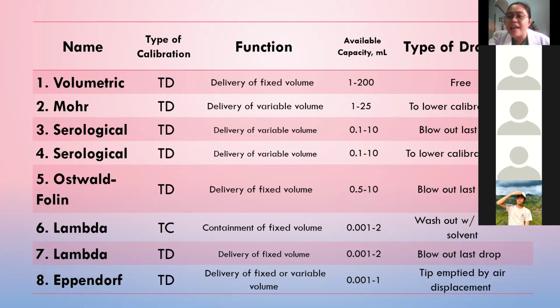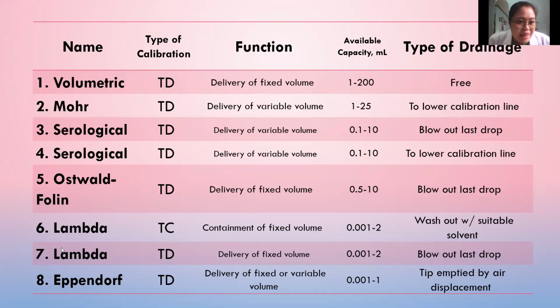Ang guhit niya, isa lang pag fixed volume. Pero pag variable volume, mo na siya atong pipette na daghan og graduation mark. So, ang to contain na lambda pipette is, ang type of drainage niya is gina-wash out siya with suitable solvent. As in, ginahurot siya but you have to use a suitable solvent para mahurot ang sulod sa imuhang pipette. While the other one, the lambda na used to deliver a fixed volume, is a blown out pipette.